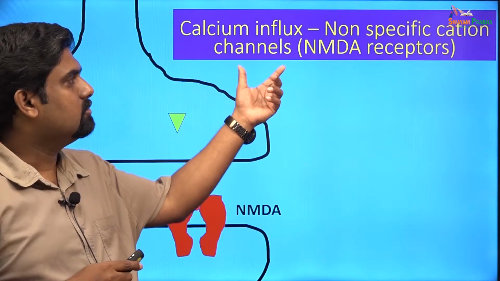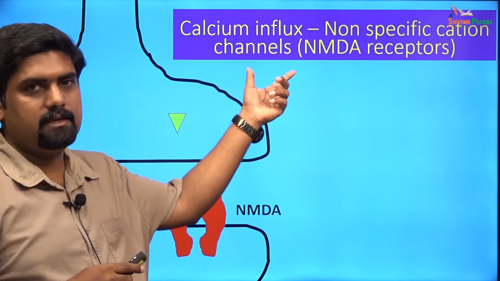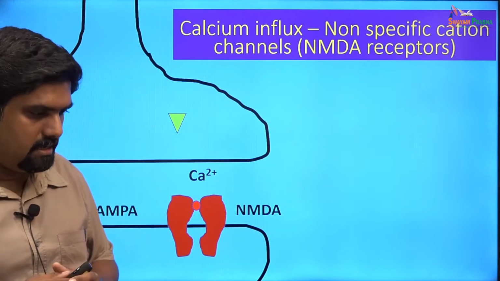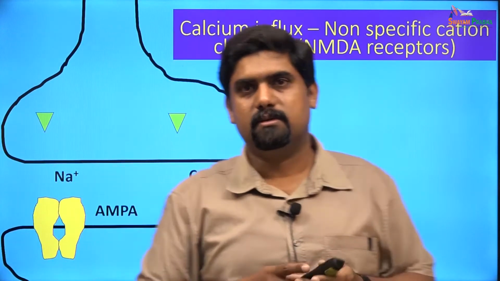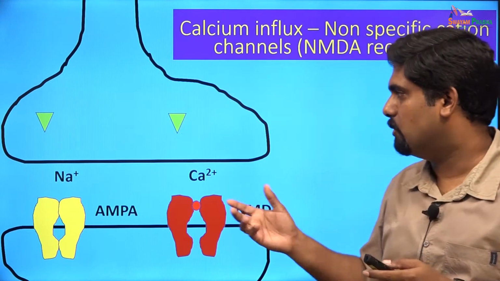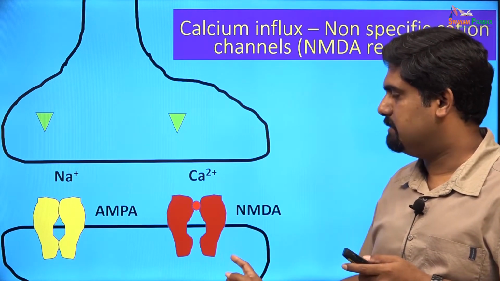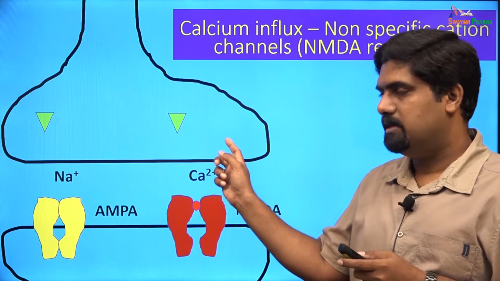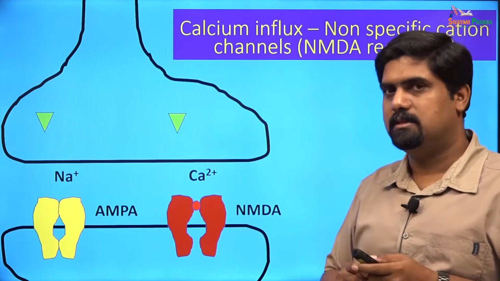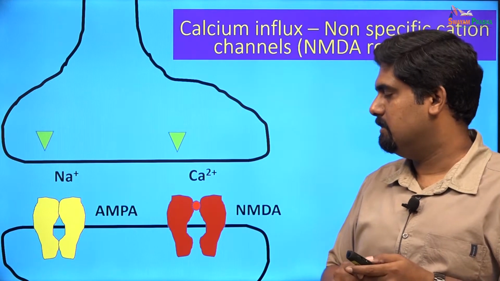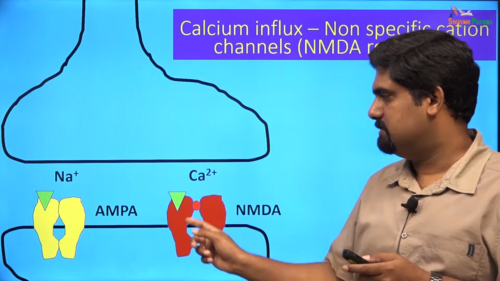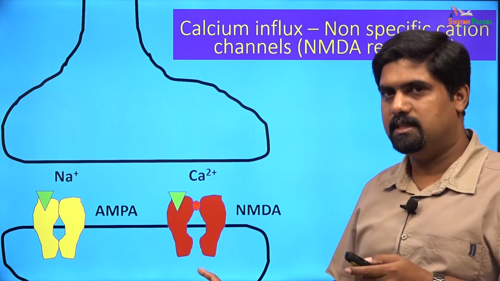Calcium influx can also happen through another non-specific cation channel called the NMDA receptor. These receptors are present on synapses, in the neuronal synapses. Here we have a presynaptic neuron and a postsynaptic neuron. This presynaptic neuron releases a neurotransmitter called glutamate. So that glutamate comes and binds to its receptors on the postsynaptic neuron.